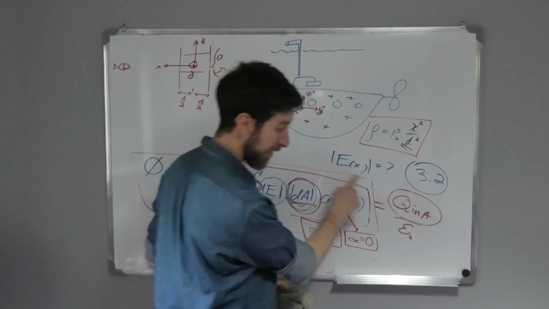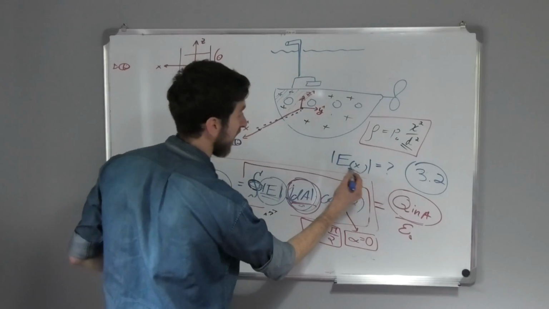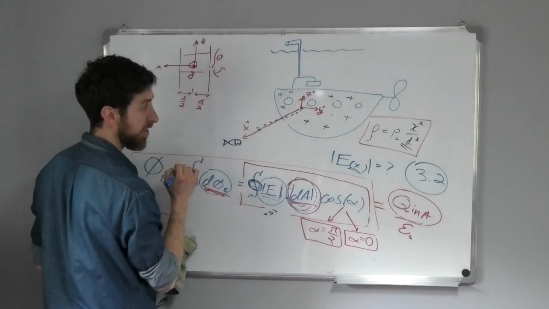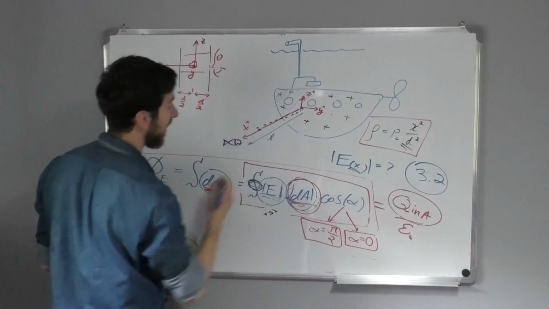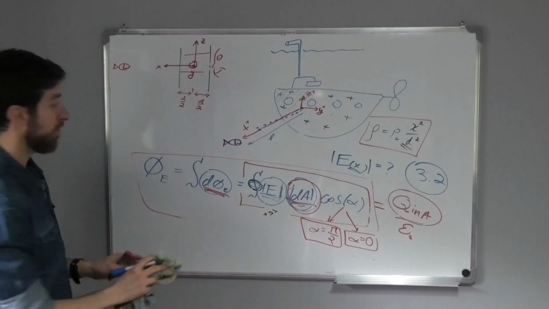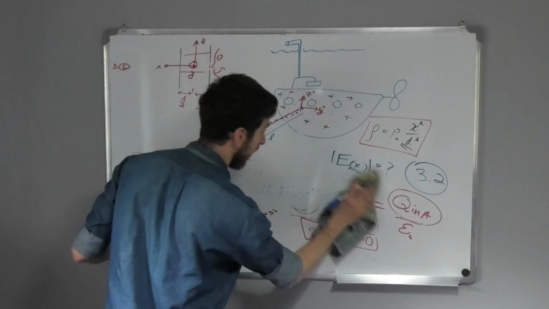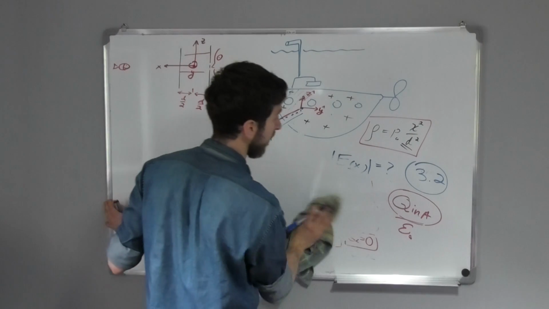So let's remind you what they ask. They ask, what is the magnitude at a location X? Where is the fish located? Let's say that the fish is actually at distance L from the wall. Let's try to do it. I'm going to clean this up, but I'm going to write it in a second.